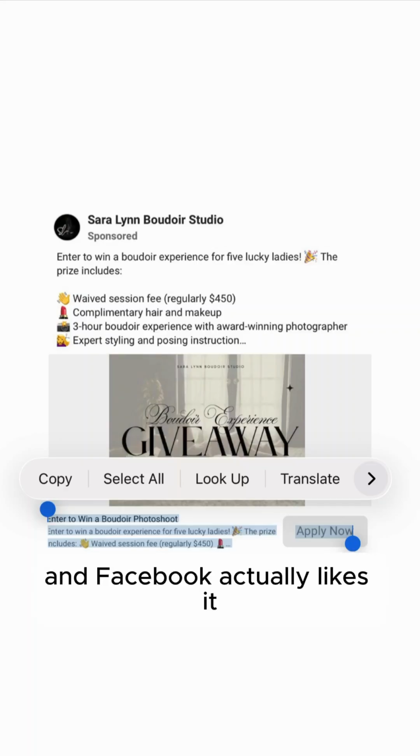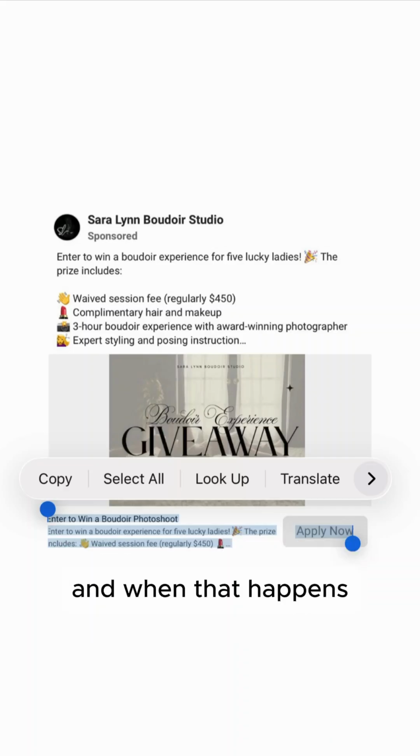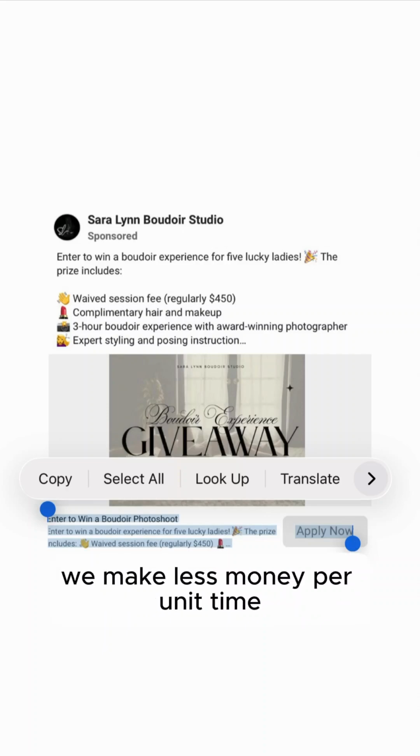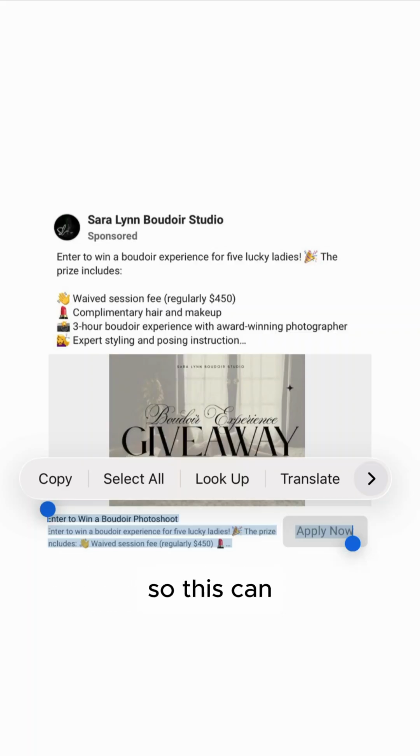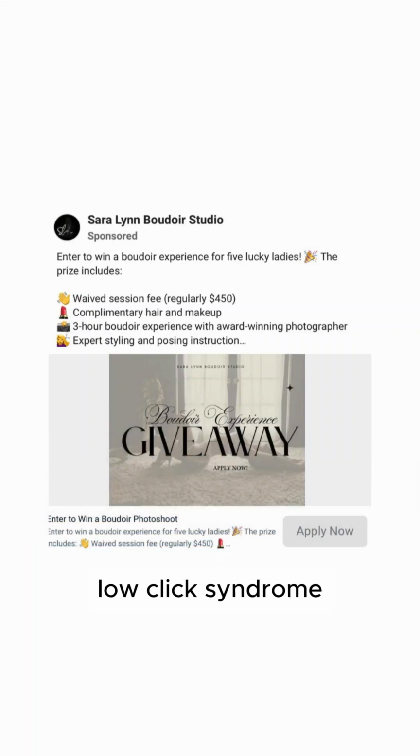And Facebook actually likes it because Facebook gets to serve more ads per unit time. And when that happens, Facebook makes more money per unit time. We make less money per unit time. And we're actually wasting more money per unit time. So this pulls unique CTR all under 6% and contributes to Boudoir low click syndrome.